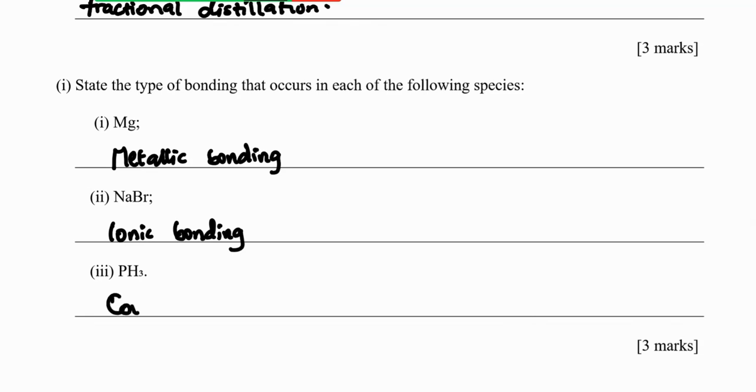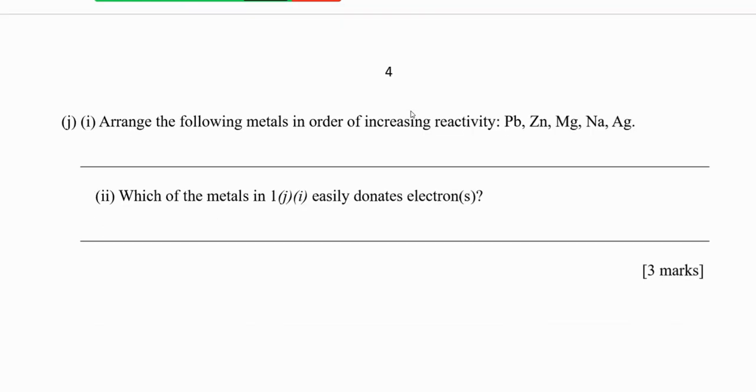So this is going to be covalent bonding. Okay. So now the next question says, arrange the following metals in order of increasing reactivity. Now, in terms of reactivity, metals are very reactive, but the group 1 and 2 metals, the alkali metals and alkaline earth metals, are more reactive than the transition metals. So lead, zinc, silver, they are all transition metals.